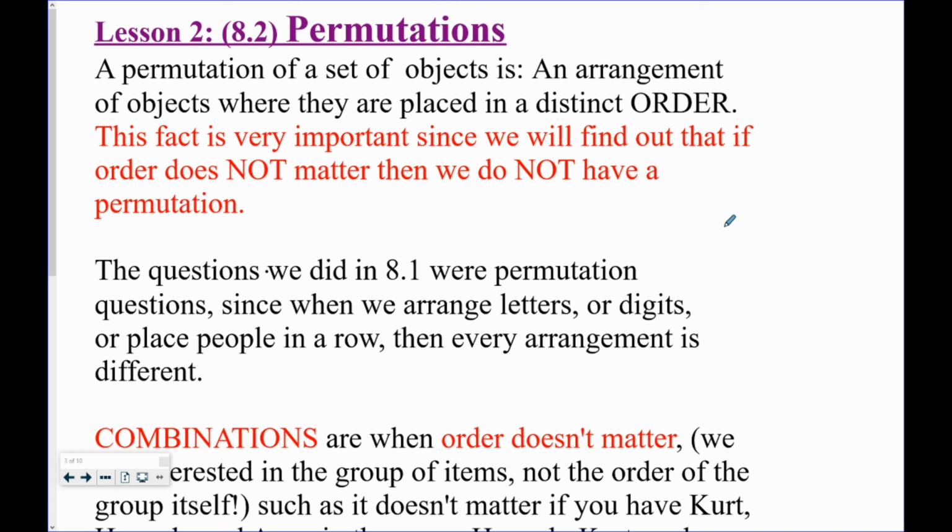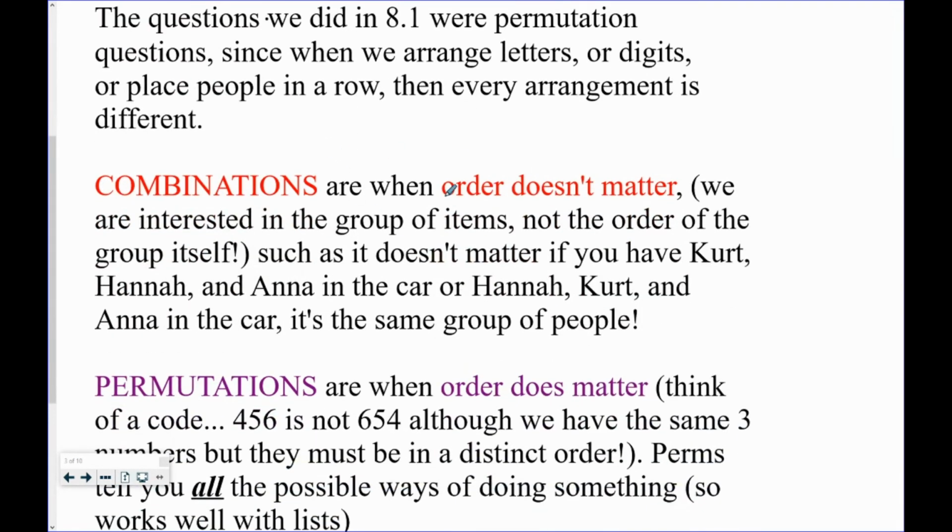But if you're just interested in drawing colored balls out of a hat, and you get white, red, blue, it doesn't matter the order that you get those balls, you have the same 3 balls at the end. So one of those situations is a permutation, where the order actually matters, and the other is where the order doesn't matter, because you have the same set of objects. That's a combination, when the order doesn't matter.